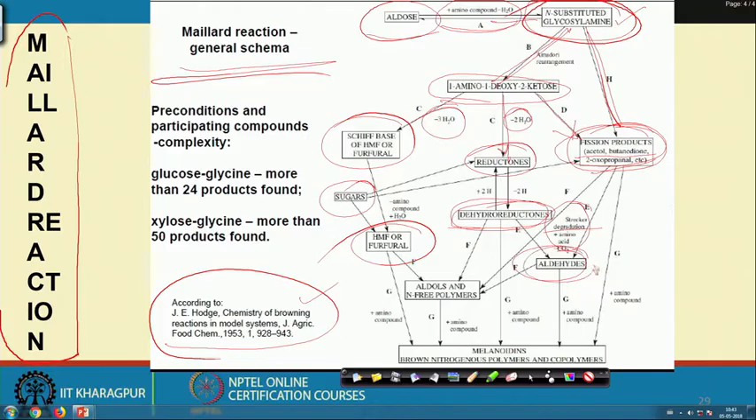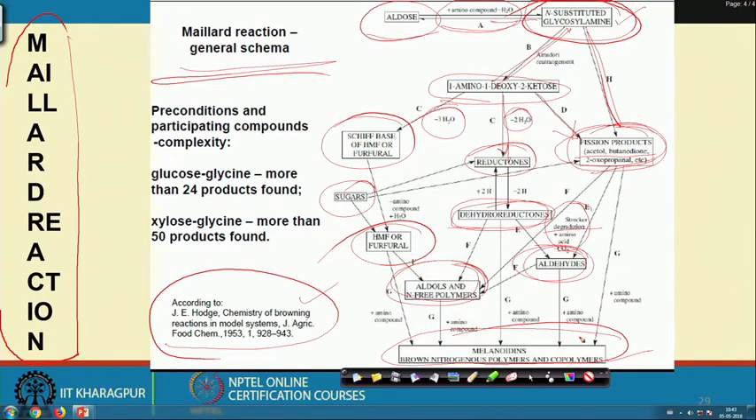So intermediate aldehydes or aldols and N-free, that is nitrogen free polymers, that also could be, or ultimately it comes to melanoidins or brown nitrogenous polymers and copolymers that may form here, right. So you see in so many parts it is coming. This is also not so complicated a structure.